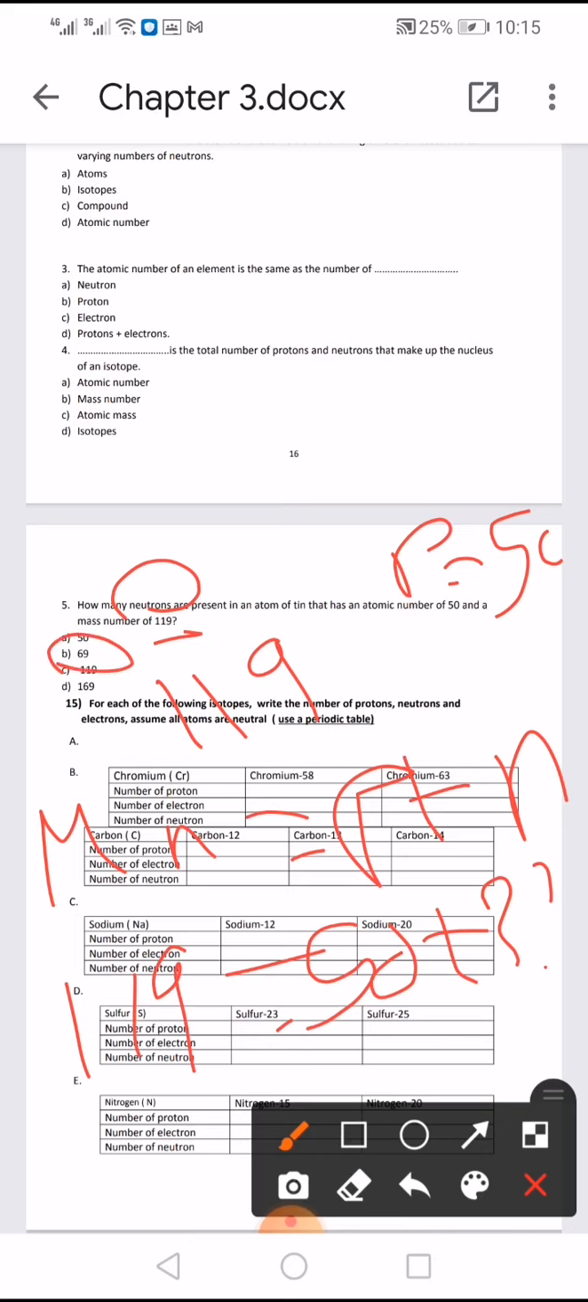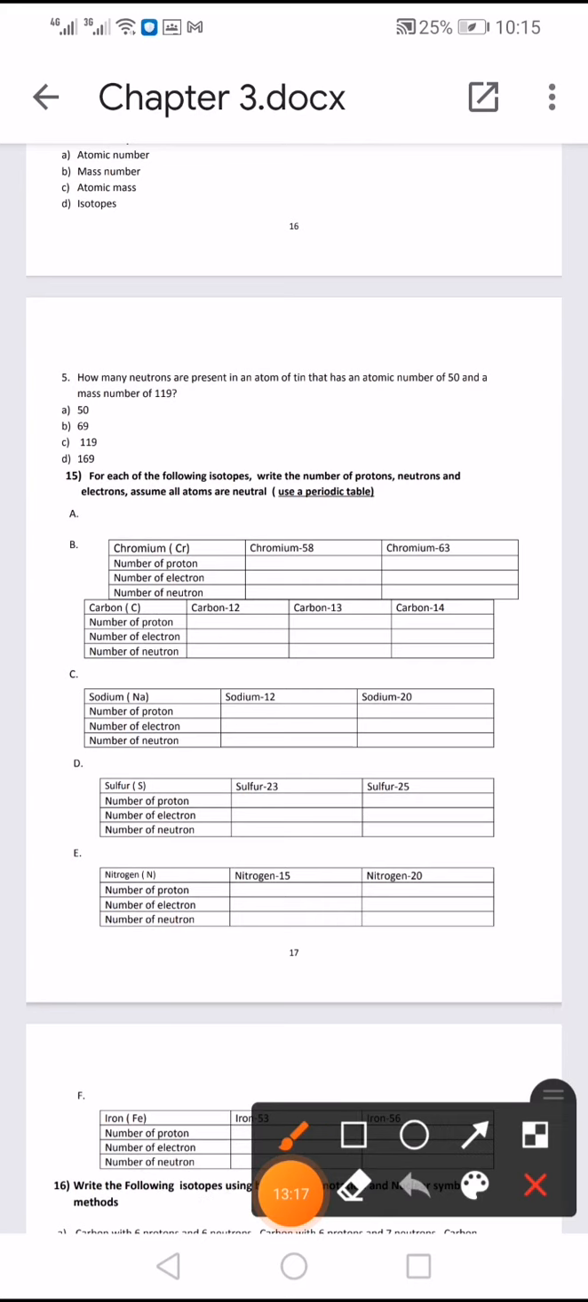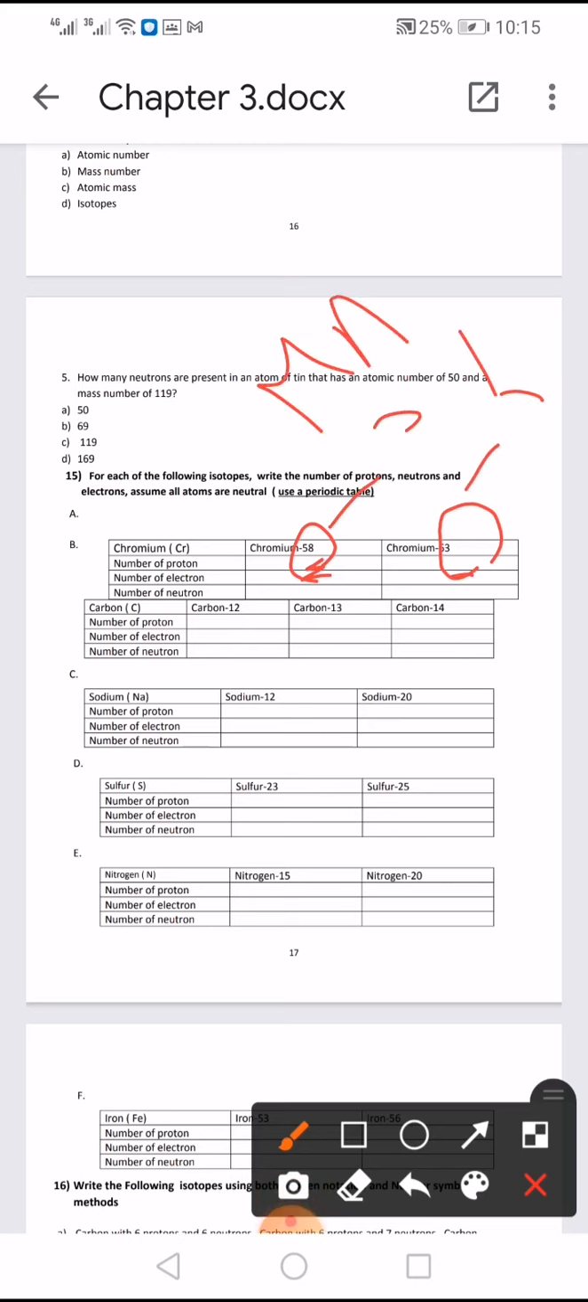We should subtract 119 minus 50. Here we want to answer this one: chromium 58 and chromium 63. Chromium 58 is a mass number, while 63 is also a mass number.